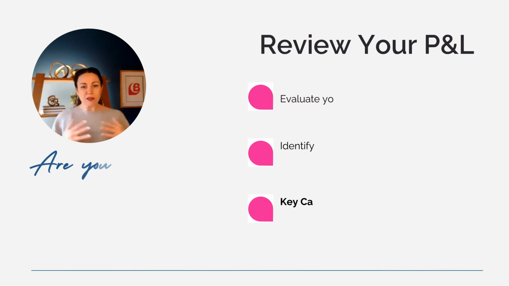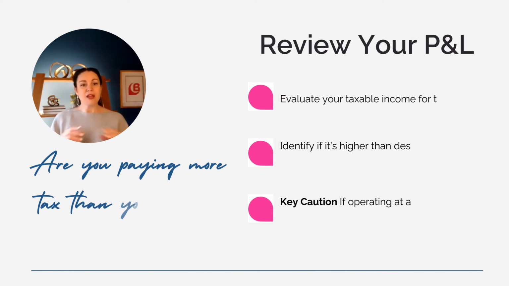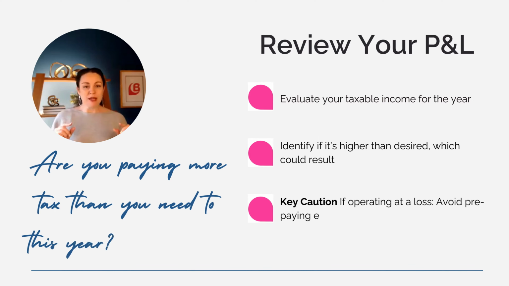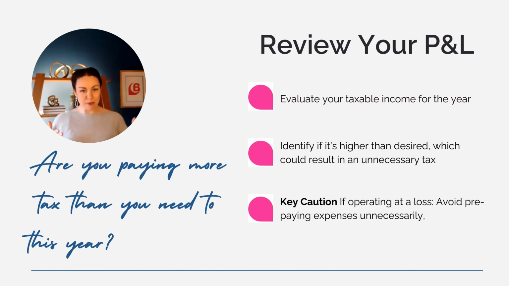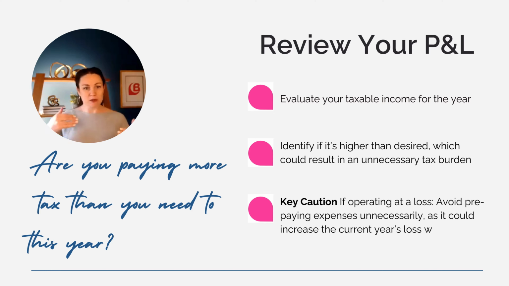You want to first take a look at your P&L. Take a look at the net profit in Q4 and say, does my net profit, my taxable income, is that about what I want to be paying in taxes this year, or is it really high? So if your net profit is 50,000, 100,000, or higher, and you're looking to reduce that taxable income, that's where you can start to consider this.